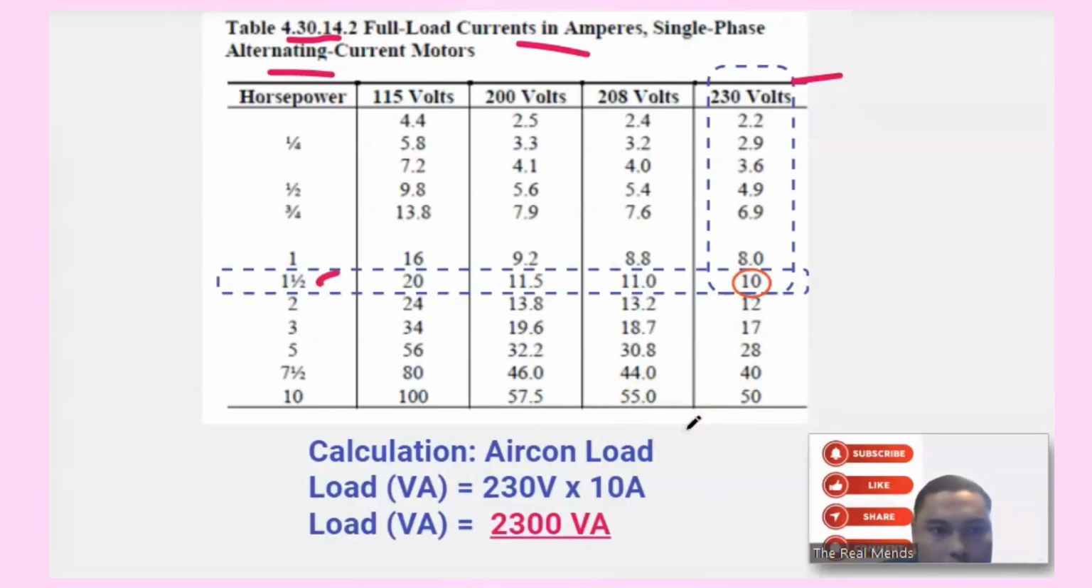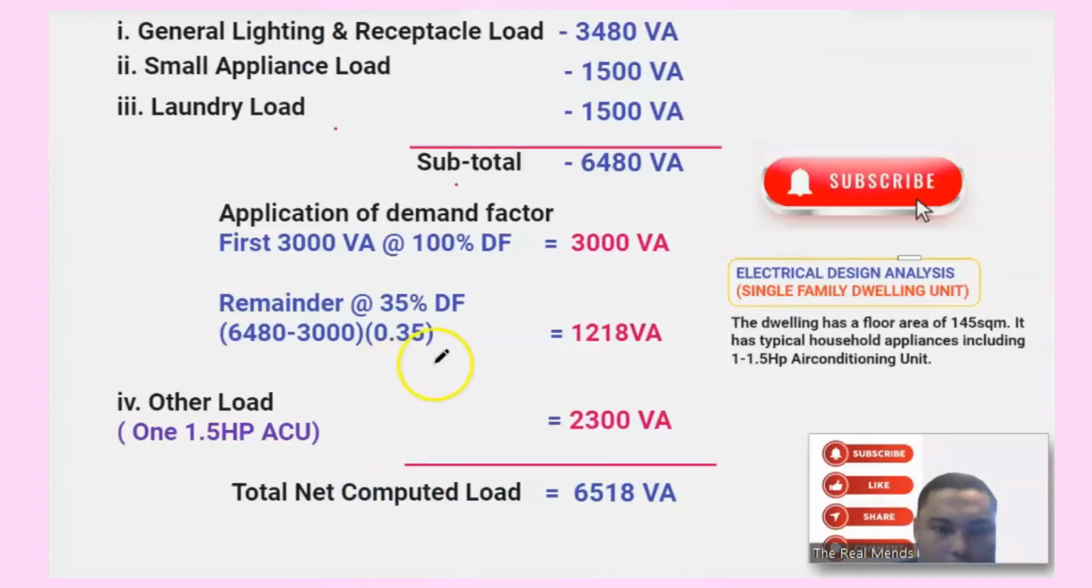And then to get the aircon load in terms of VA, we have 230 volts multiplied by 10 amperes. So we can come up with 2,300 VA. Let's use this value in our calculations. So from the PEC, we have 2,300 VA for our aircon load. And then next is to get the total of these three: 3,000 plus the remainder 1,218, and then 2,300 VA.